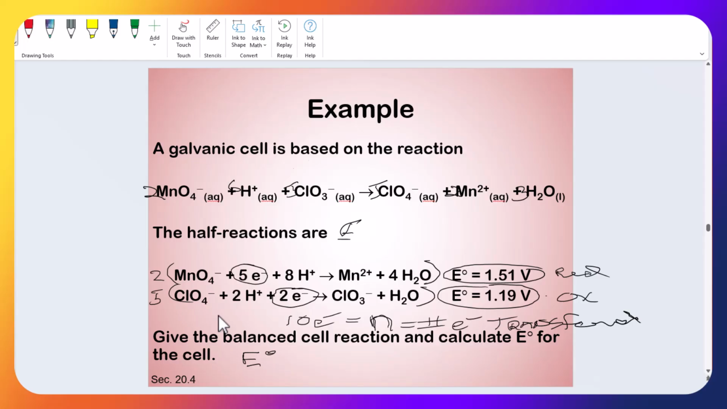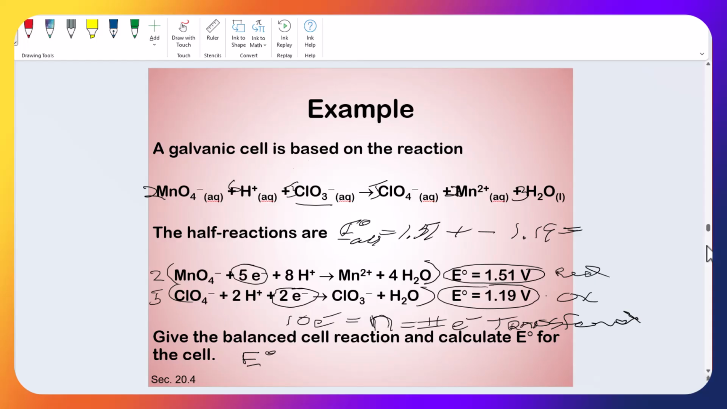So in calculating E of the cell under standard conditions, we have E of reduction, which is going to be as written 1.51 volts plus, and we're reversing this. You can see that the ClO3, the chlorate ion, is on the reactant side. That means it's being oxidized, from a +5 to a +7. So here we go. We're going to reverse the sign, make this a minus 1.19 volts. Then just plug it in the calculator to figure out what our standard cell potential is.